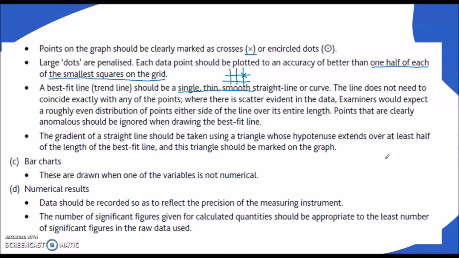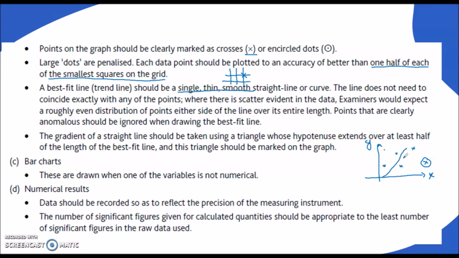So what does it mean? Let's say we have a graph like this. This is our x-axis, this is our y-axis, and then our points are like this. One point is very, very far away. This is considered anomalous, so we should not consider this point when we draw our best fit line. We just consider these four points, and we take a ruler and draw a straight line like this.